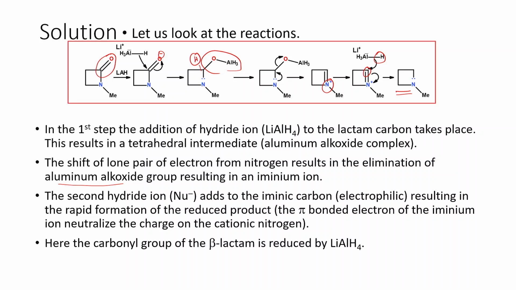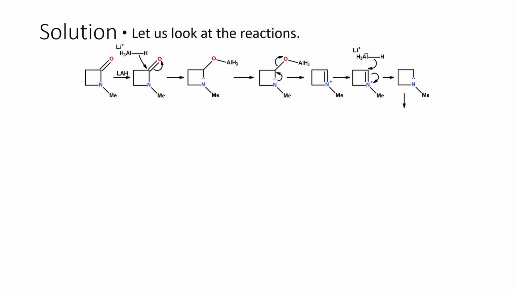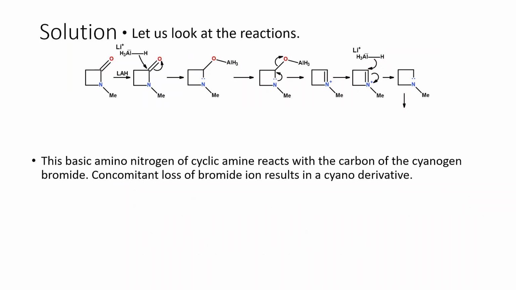So what we can say is the beta lactam's carbonyl group is reduced by lithium aluminum hydride to give the cyclic amine. And if we move forward, we have the basic nitrogen that is present here, and this is going to react with the cyanogen bromide. So that is the next step, because the reagent A is nothing but lithium aluminum hydride. That is the first one. So we are now going to find out what is the product B that is formed in this reaction.